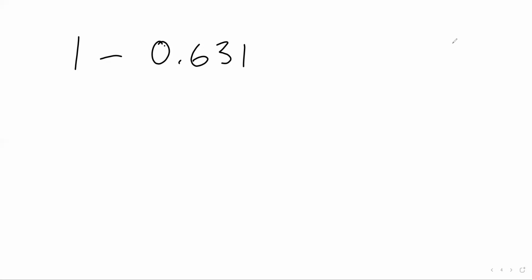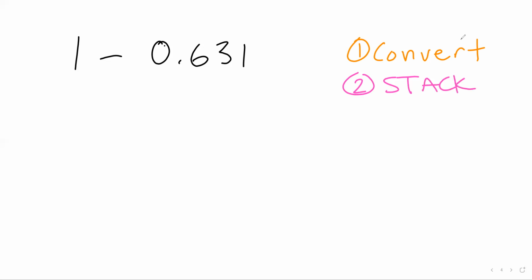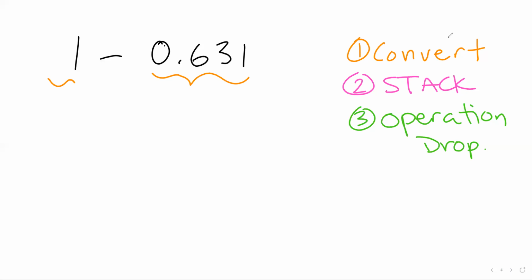Okay, let's go see what we did. So again, 3-step process. Convert, line up or stack our place values, and then again, note the operation and then drop that decimal. Okay. So again, convert means I just want to make them the same. This is a decimal. This is a whole number. I'm going to make them both decimals. Again, I cannot make this a whole number. That changes its value.